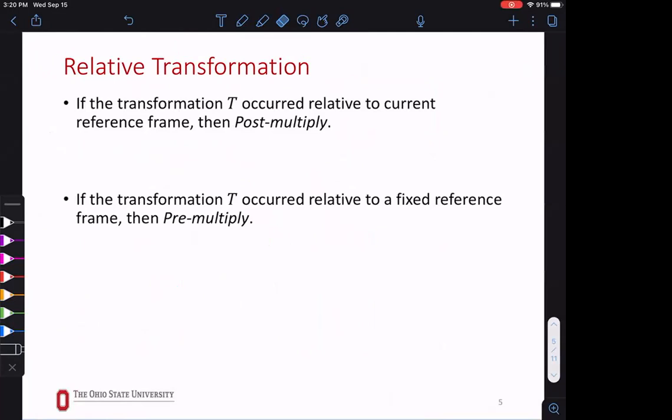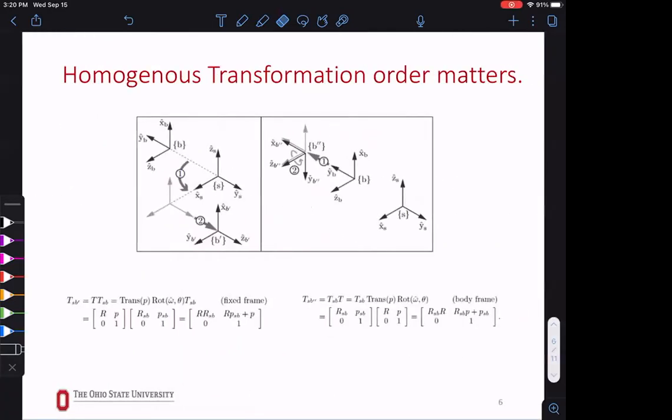Same as rotation, because you might have multiple transformations: if it's about the current frame, it's post-multiply. If it is about the fixed frame, it's pre-multiply. Same rule. You just need to remember that R is the same as rotation. Now, to see it, these are two different examples to graphically show you this transformation about fixed axes or current axes.